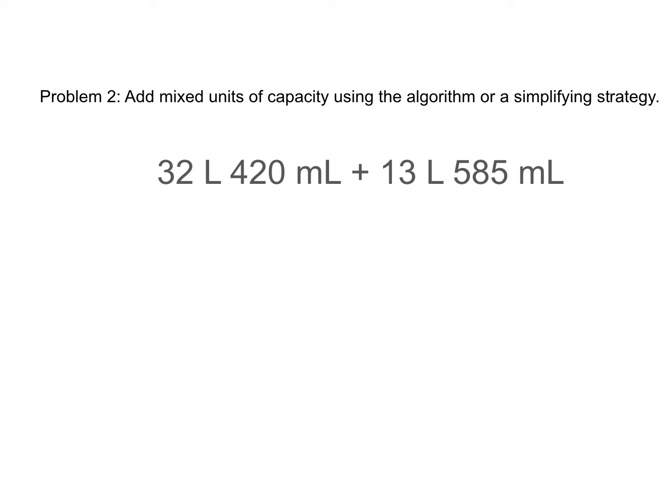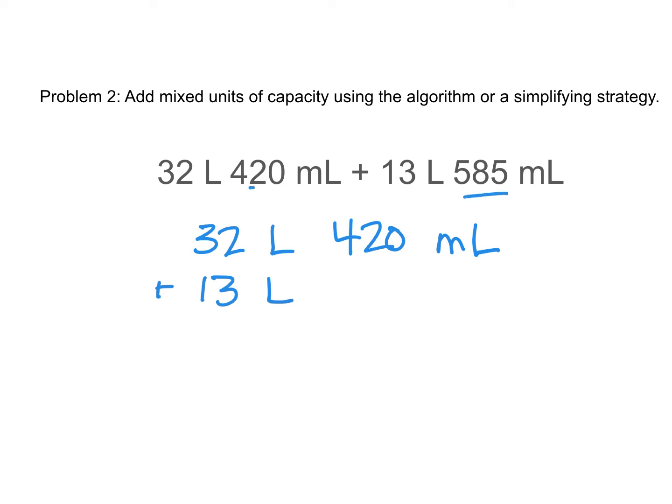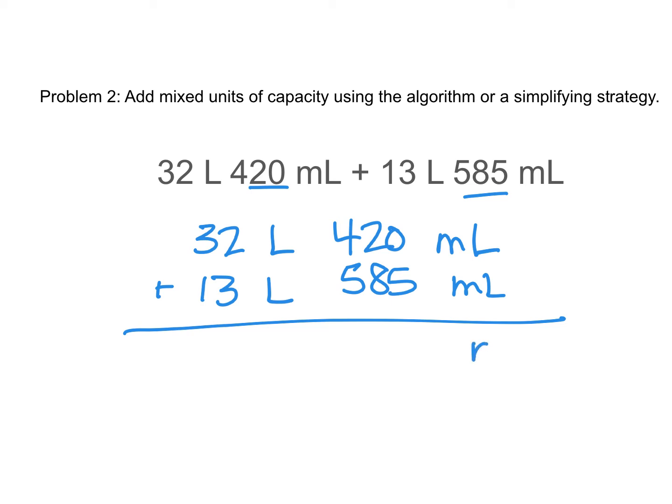We've got our 32 liters, 420 milliliters, and I'm going to add that 13 liters. Again, I have to keep my liters with my liters and my milliliters with my milliliters. So we're going to do that, and I'm going to add them. So milliliters, I have 5, 2 and 8 would be 10, 1 and 4, 5, and 5 is 10. So I've got 1,005 milliliters, and I have 45 liters.